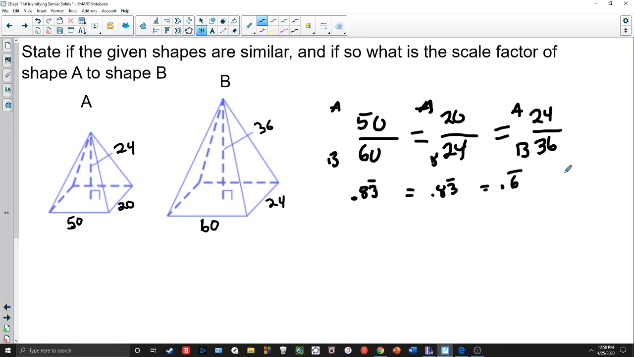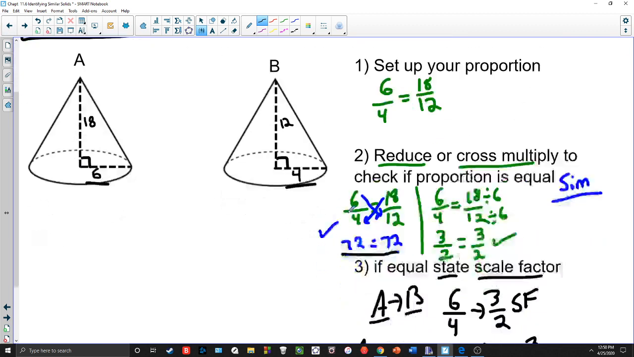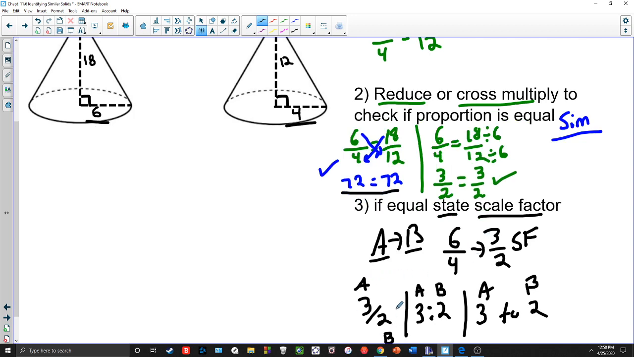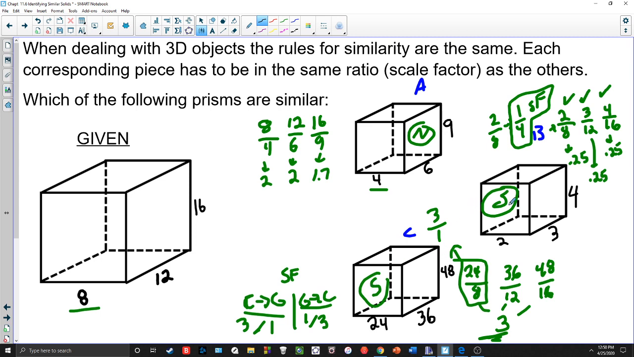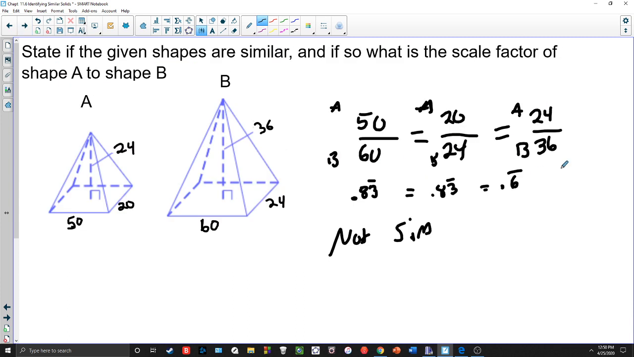So because this one didn't agree with the other two, that means this is not similar, and that's what we'll leave our answer as. We don't have a scale factor if they're not similar, because obviously if I asked what's the scale factor of this, your answer would be I have no idea, because there's two different sets of scale factors here. Similar shapes have to have a consistent scale factor between all pieces, or like here, between all three pieces. If just one of them messes up, then the entire thing doesn't work. So all it takes is one screw-up, which is why you have to check all the pieces.